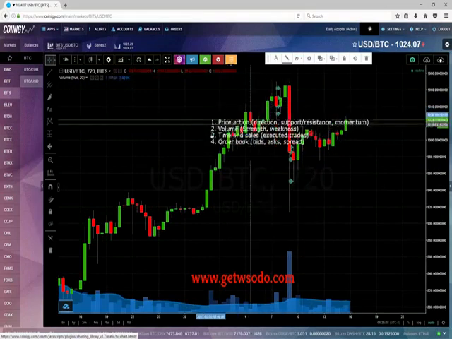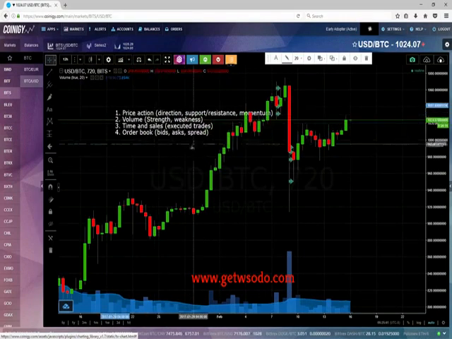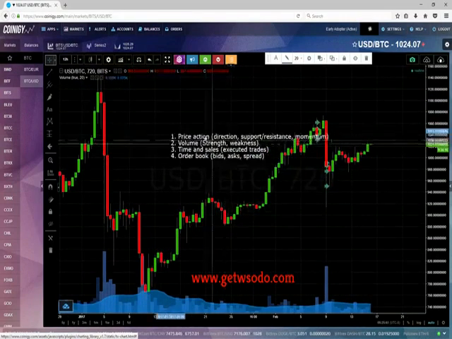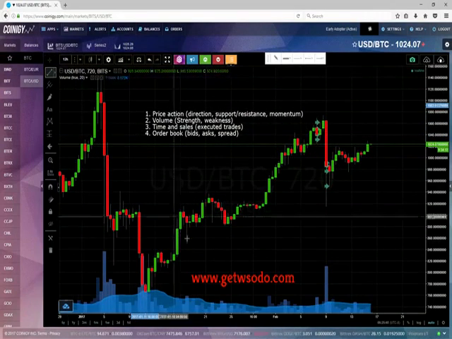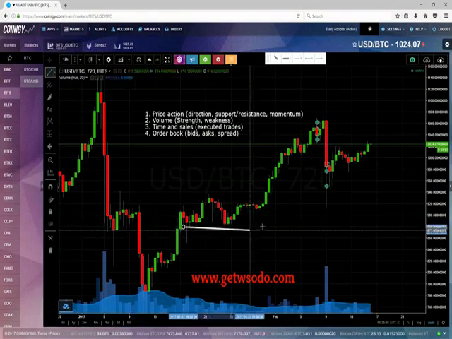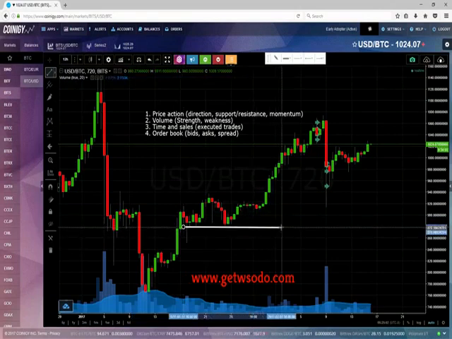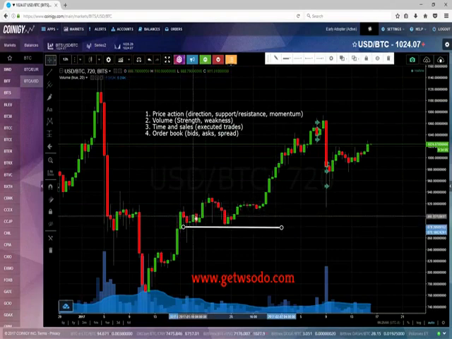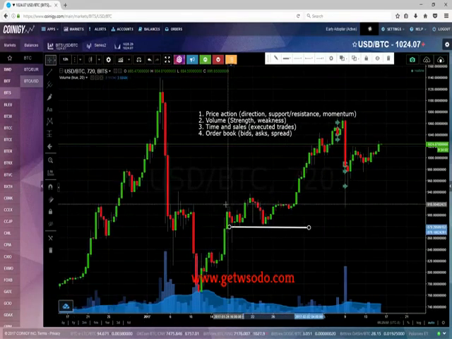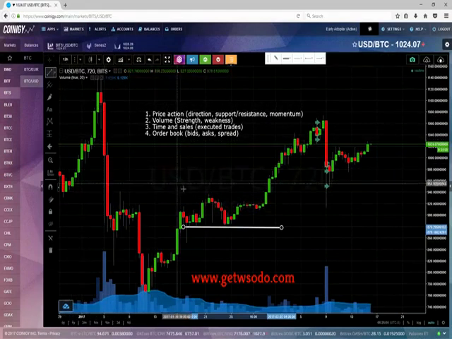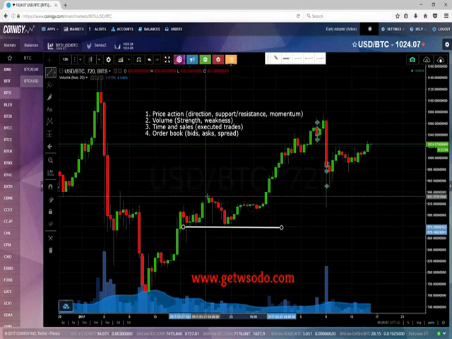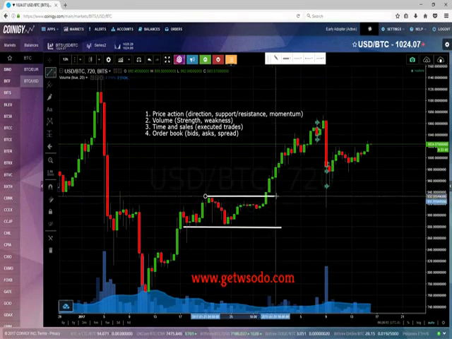You want to be able to identify areas of support and resistance. Support is where buyers step in, so you have multiple points of support right here. It came and tested, buyer stepped in, buyer stepped in, buyer stepped in. Resistance is where sellers step in and they push the price down, right? So it's whoever's in control of the market. When sellers are in control, the market goes down. So you can see there's some resistance here.